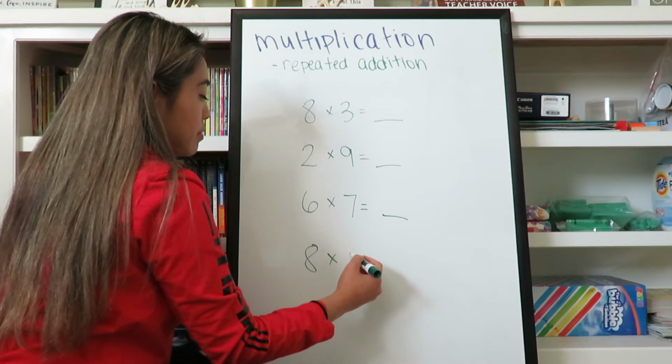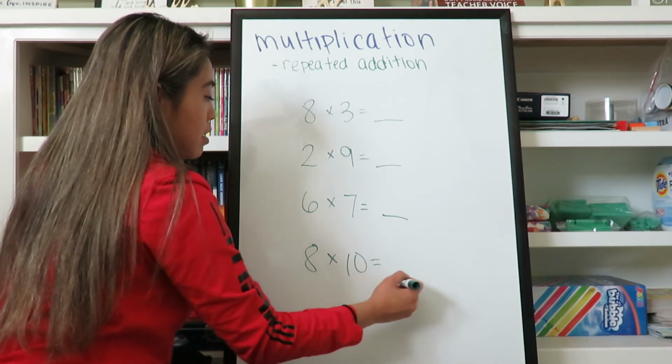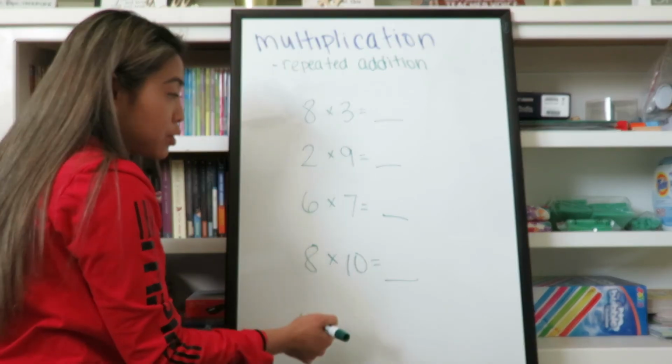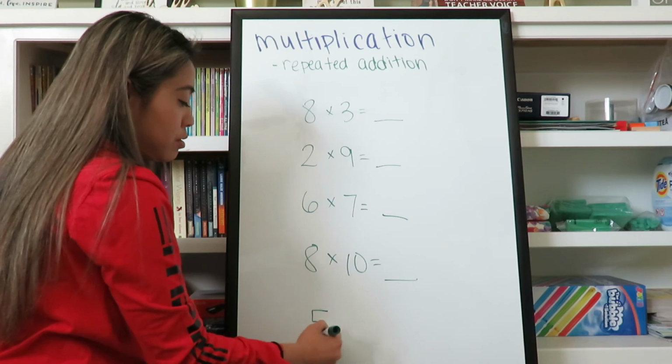Charlie. Sorry guys, he barks a lot. See how there's 8 times 10? You can skip count by 10s and you won't have to show your work. Charlie. Shh.